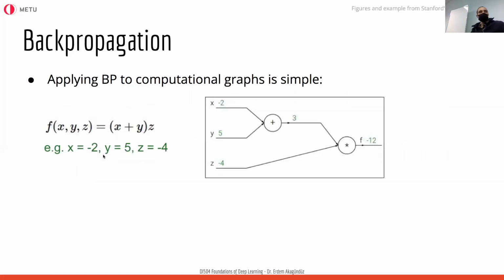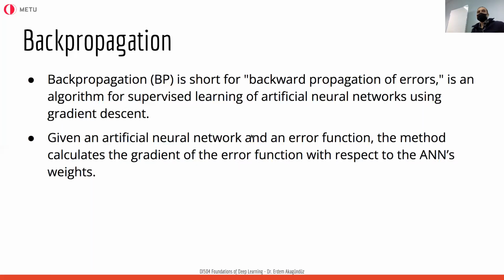Given an artificial neural network and an error function, loss function, cost function, the method calculates the gradient of the error function with respect to the parameters of the artificial neural network, just like gradient descent needs to do. But it does it in a sophisticated way so that it's computationally friendly. How?